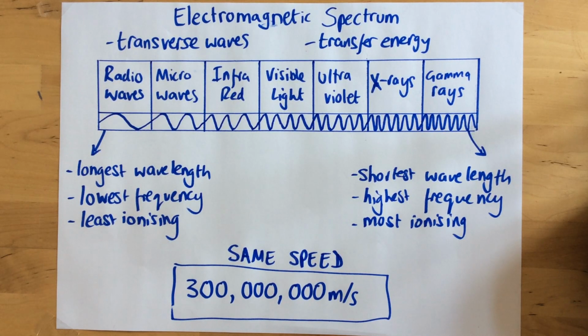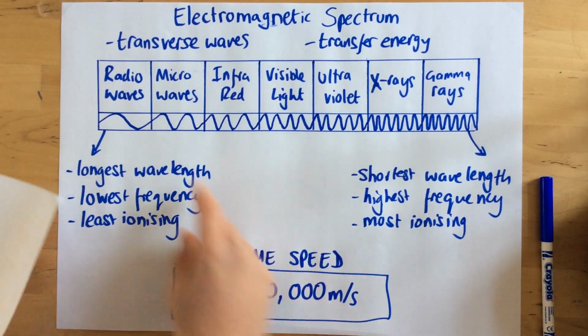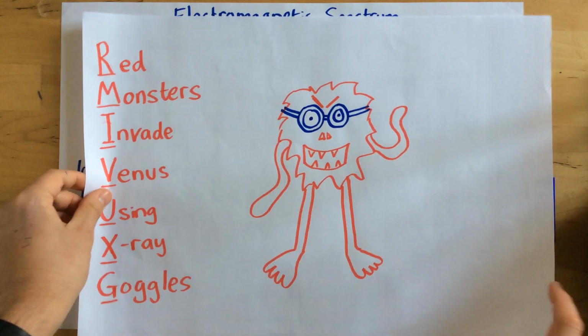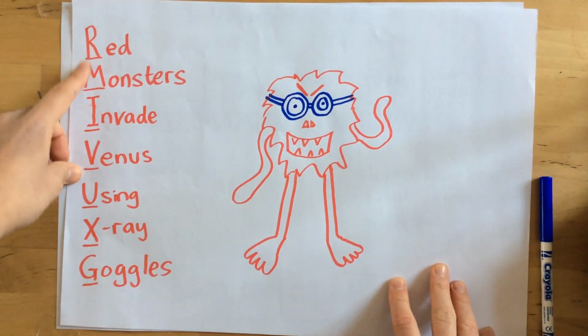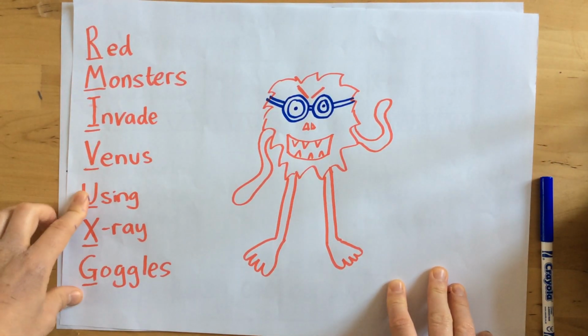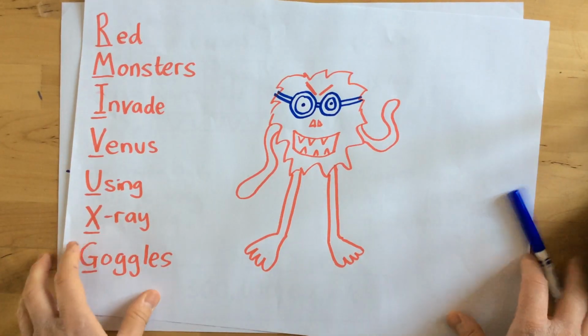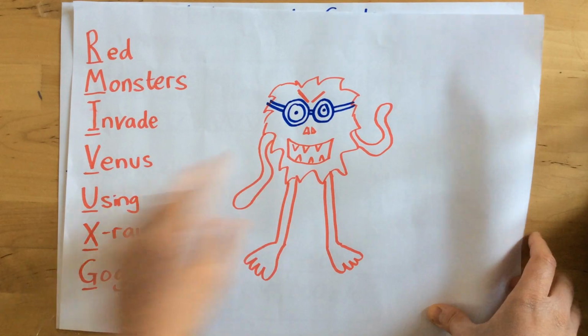Now, the final thing I want to say to introduce you to the electromagnetic spectrum is just a nice little mnemonic to help remember the order. Remember, we need to know the order that they come in. So, the little mnemonic is this: red monsters invade Venus using X-ray goggles. So here's the little monster to help you remember it. And there's his X-ray goggles.